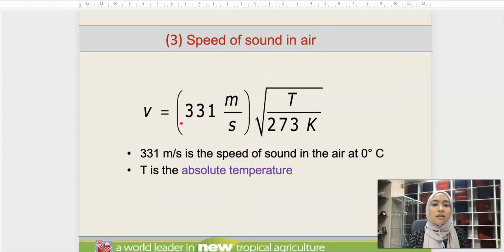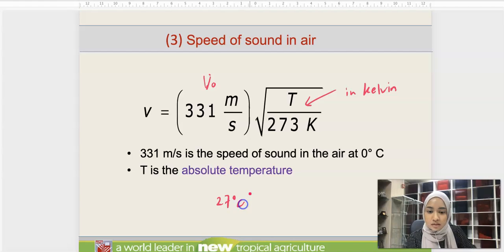And the most important equation is the speed of sound in air, which we will use over and over again for this particular subchapter. So V is equal to 331 meters per second. This is your V naught, which is the speed of sound in the air at 0 degrees. And then you have the temperature in Kelvin over 273 K. K is Kelvin. You square root that.